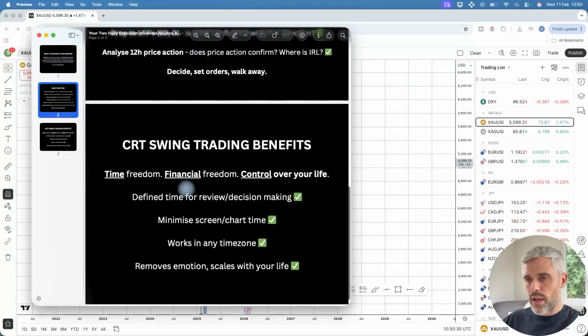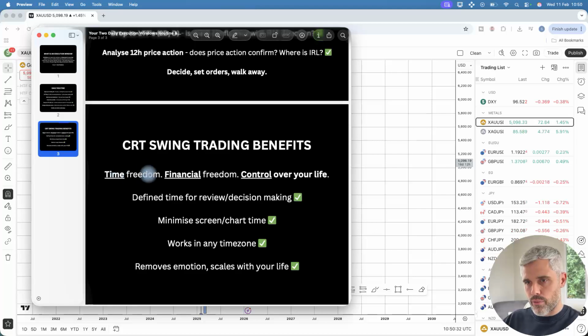So the benefits of swing trading: time freedom, financial freedom, control over your life. This is meaning that you're getting defined time for review and decision making. You're minimizing screen time. You're minimizing chart time. This works in any time zone, and it just removes emotion and it scales with your life.